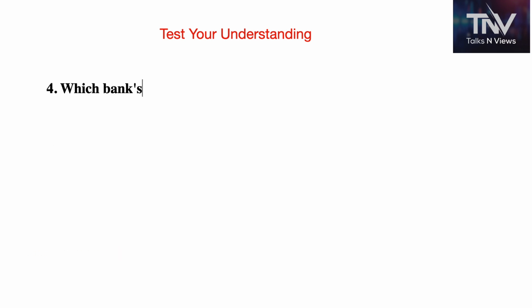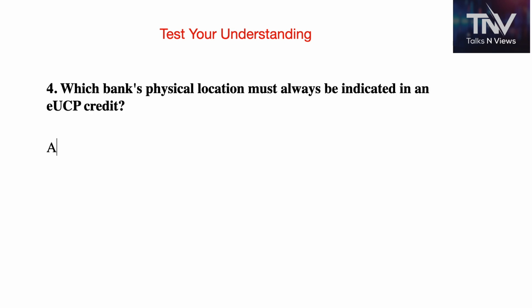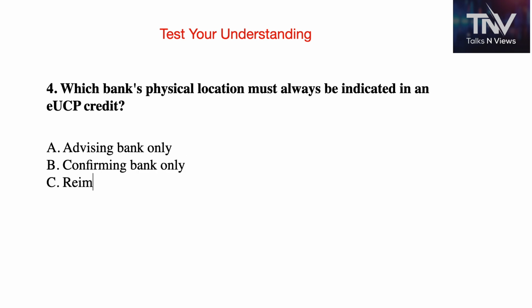Question 4. Which bank's physical location must always be indicated in an eUCP credit? A. Advising bank only. B. Confirming bank only. C. Reimbursing bank only. D. Issuing bank. Answer, D.